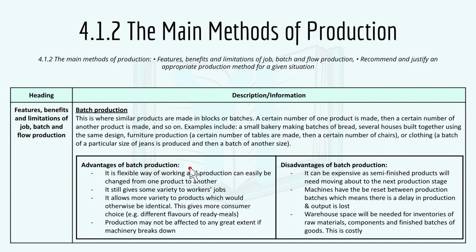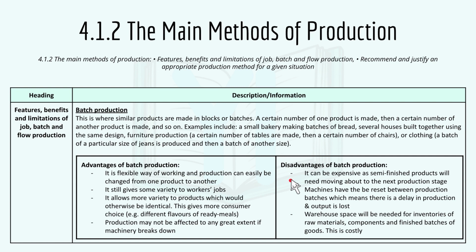Advantages of batch production include it's a flexible way of working and production can easily be changed from one product to another, and it still gives some variety to workers' jobs. It allows more variety to a product which would otherwise be identical, and production may not be affected to any great extent if the machinery breaks down.